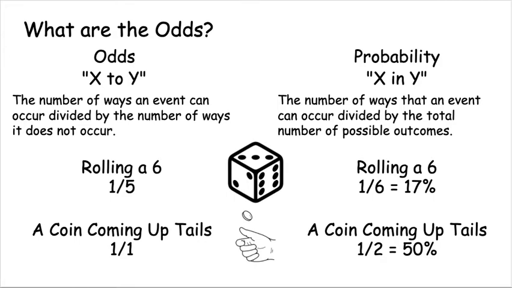So the odds of rolling a 6 are 1 to 5, and the odds of a coin coming up tails is 1 to 1, while the probability of rolling a 6 is 1 in 6, and the probability of a coin coming up tails is 1 in 2.